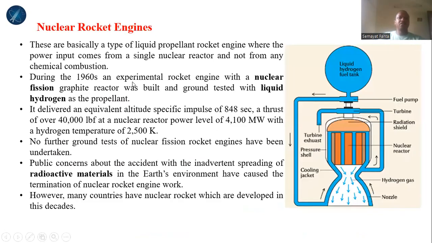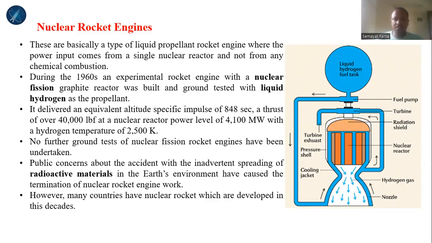Another is nuclear rocket engines. So these are basically a type of liquid propellant rockets, so we use nuclear reaction and it needs a nuclear reactor. Various components like turbine, fuel pumps, radiation shields, hydrogen gas, cooling jackets are also required during this time.